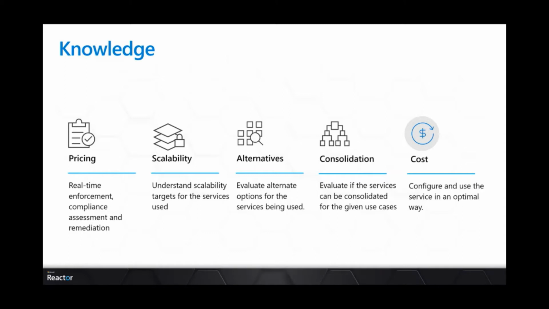in an optimal way. So when I talk about knowledge, it's not about the technical capabilities of the service. It is all these aspects that go along together to play a very big role in terms of overall cost implications of every decision that you make with regards to the service that you use.